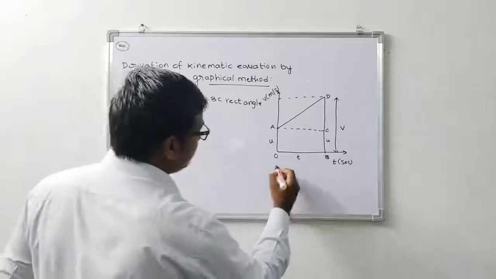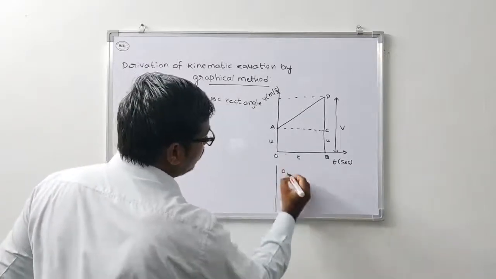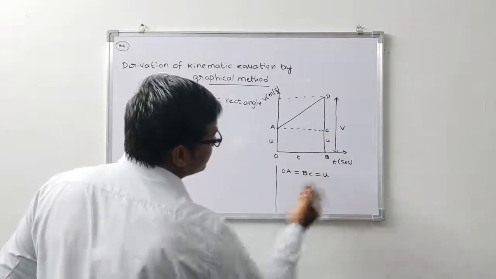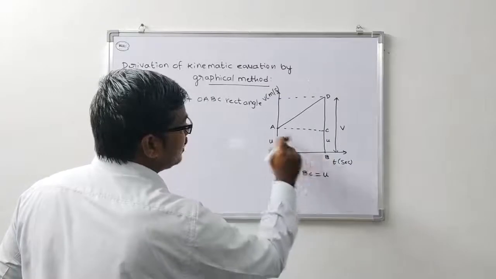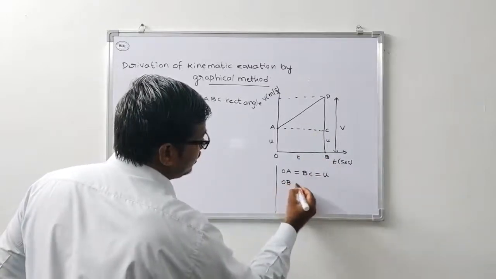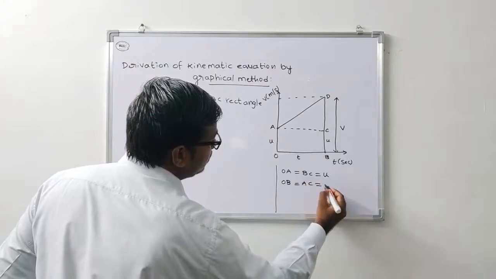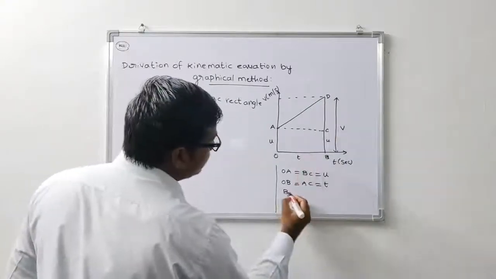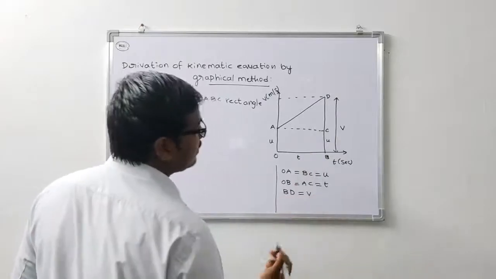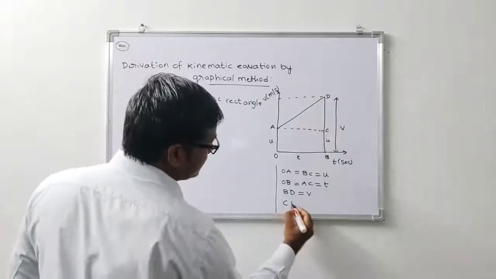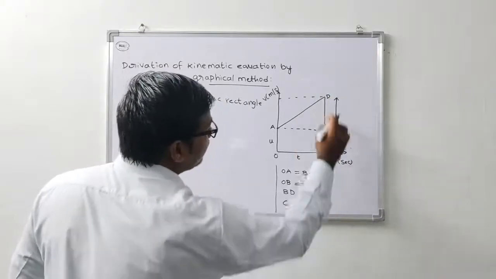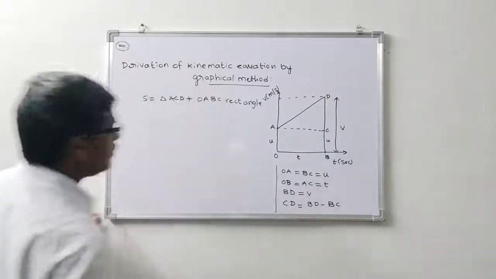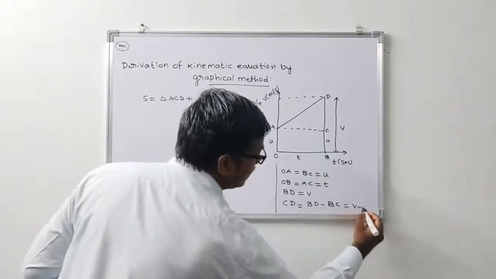Okay, in this figure, OA is equal to BC is equal to initial velocity u. OB is equal to AC is equal to t, and BD is equal to final velocity v. Then find out CD. CD is equal to BD minus BC, that is equal to v minus u.